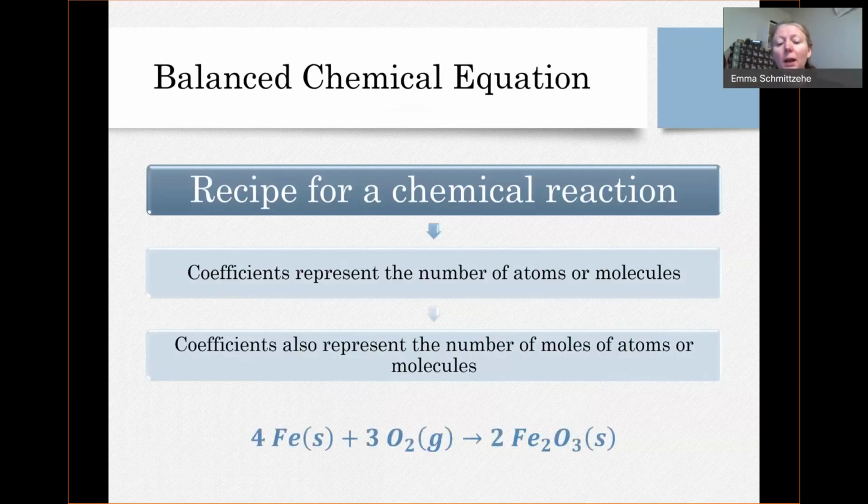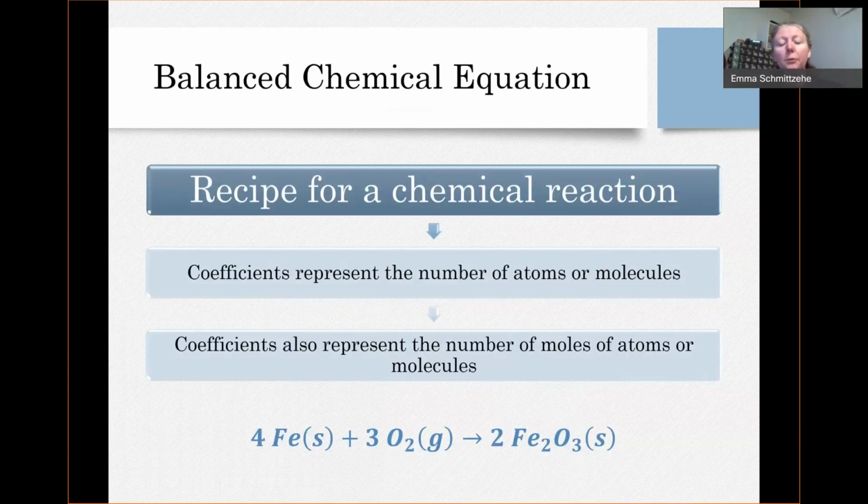So for instance, if we have this reaction with iron and oxygen reacting, forming iron 3 oxide, this is a balanced chemical equation. So I've already got the stoichiometric coefficients that are telling me how much stuff I need and how much I'm going to produce. And so the 4, the 3, and the 2, those are going to help us do stoichiometry. So that's why instead of just calling it a coefficient, a lot of times we'll call it a stoichiometric coefficient. And so those numbers you can either relate to atoms or molecules or moles of atoms and molecules.